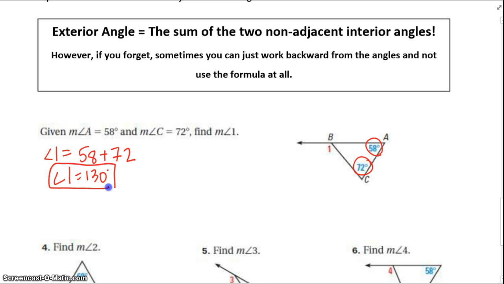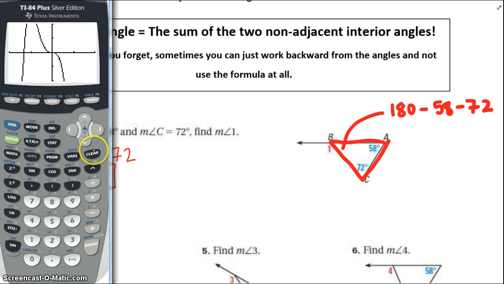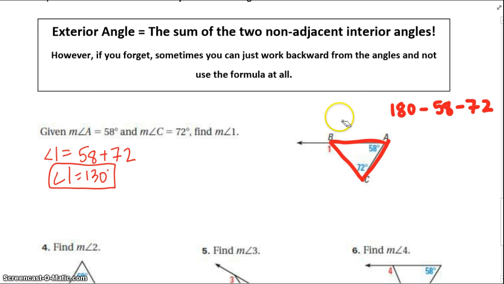But I want to talk about what you can do if you forget that theorem. Let's go back to what we already talked about in the notes. Right here, we know that's a triangle, and we can find this angle right here. That angle would be 180 minus 58 minus 72. On our calculator, 180 minus 58 minus 72, we get 50 degrees. So that corner of the triangle is 50 degrees.